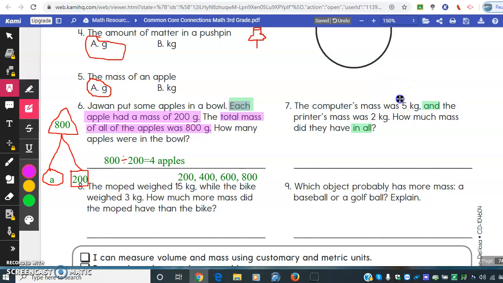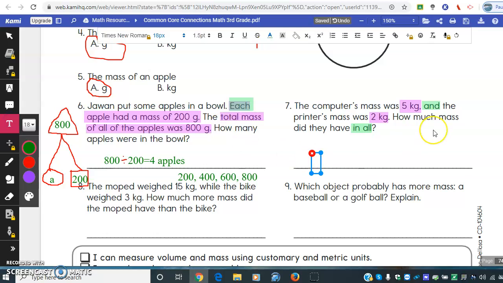The computer's mass was 5 kilograms and the printer's mass was 2 kilograms. What am I doing with the printer and the computer? Well, I'm putting them together. I have some kilograms and then I'm just going to add some more kilograms. This is just a sum, some more. How much mass did they have in all? Some more. So for this problem, we're just adding. We're going to take 5 kilograms for the computer, 2 kilograms for the printer. We're just going to add them together. The computer's mass was 5 kilograms and the printer's mass was 2 kilograms. How much mass did they have in all? Go ahead and answer that and make sure you write it in kilograms.